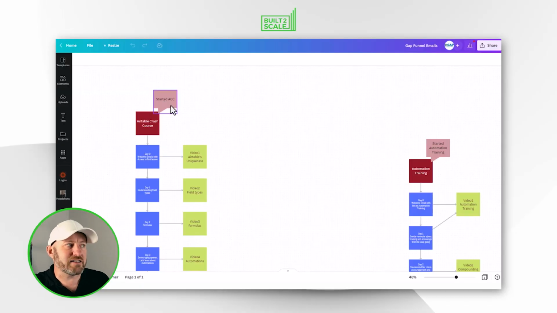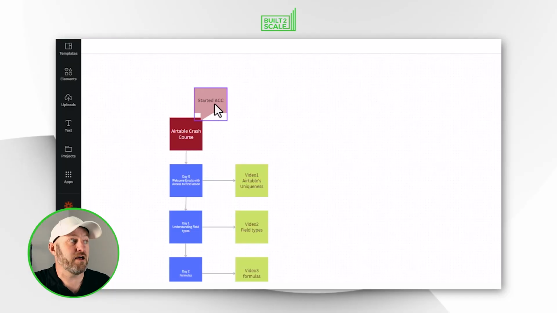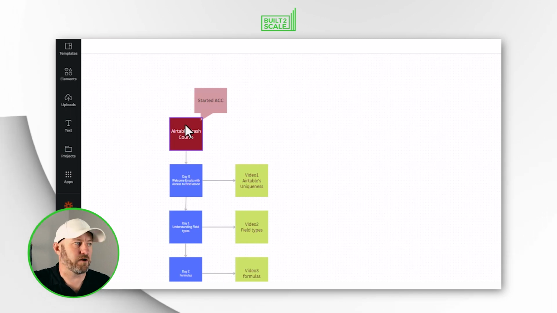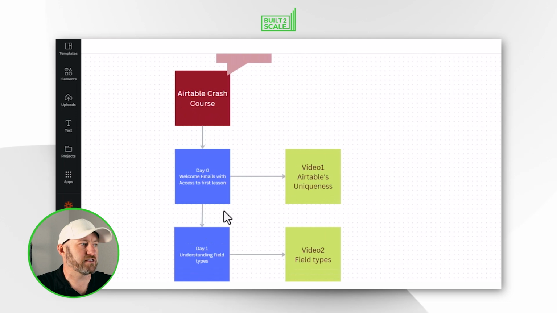So basically, you add a tag when they first come in based on the form that they filled out. In this case, we build a specific form on a specific landing page. So when they fill out that information, we know that they're interested in starting this particular funnel. So now they're in the Airtable Crash Course funnel. And we break down inside of our system exactly what that funnel is going to look like.